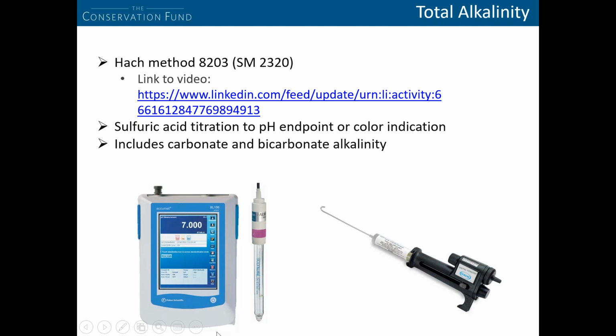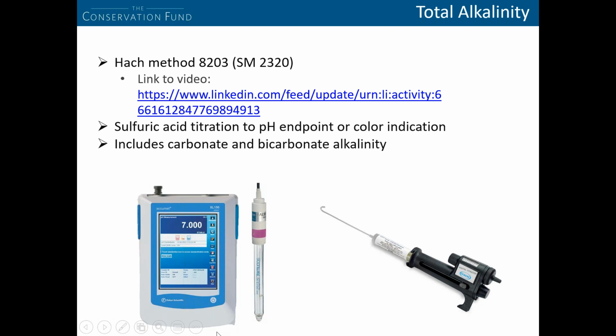So first up, we have total alkalinity. We use Hach method 8203, which is adapted from standard method 2320. This method measures total alkalinity, which includes carbonate and bicarbonate alkalinity. And for this method, you use a digital titrator, which is pictured in the bottom right corner, to titrate sulfuric acid into your sample to either a pH endpoint or a color indication endpoint.